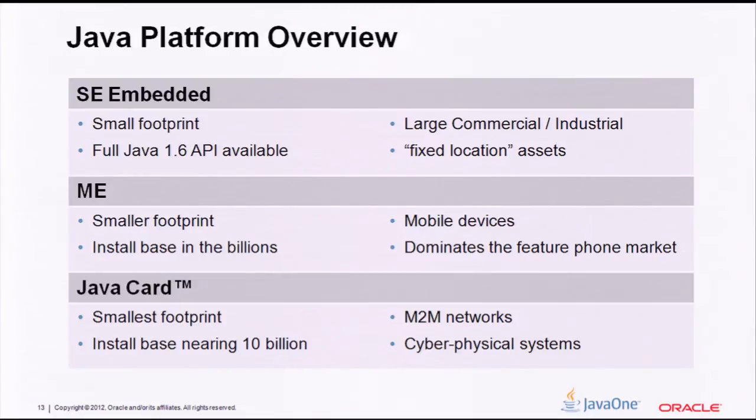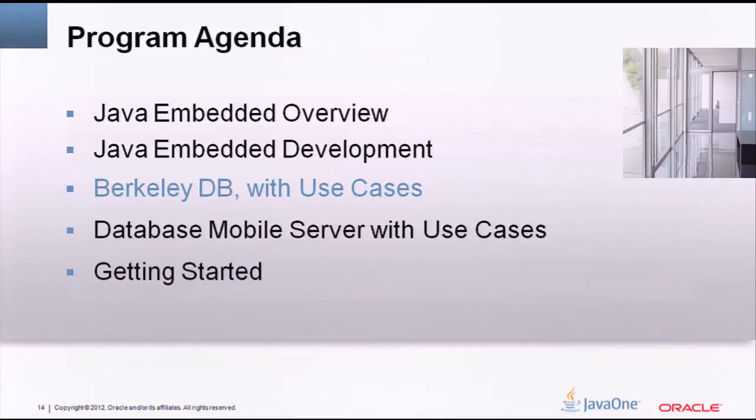It's not going to move around with somebody in their pocket as they're walking around. On the ME side, that's where you get the mobile devices such as a tablet or a smartphone. And this is dominated mainly in Java by the feature phone. And then you get Java Card, which is used a lot on M2M networks for security and authentication, and also on cyber physical systems. So that was a brief overview of Java Embedded, just to get a perspective and a scope of what's coming next.